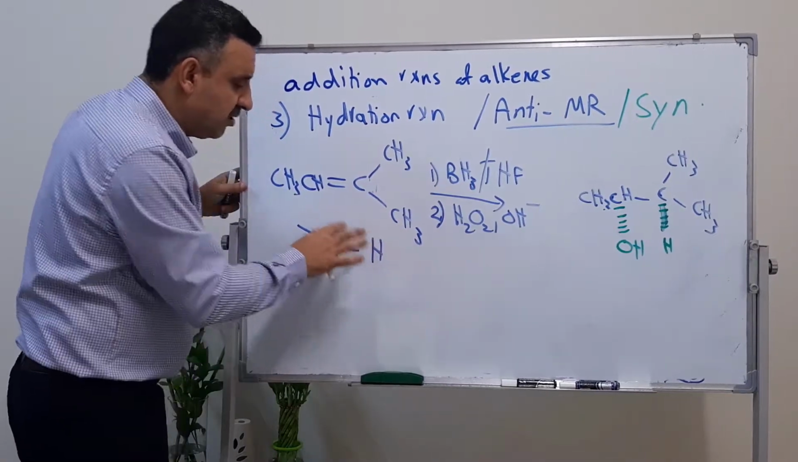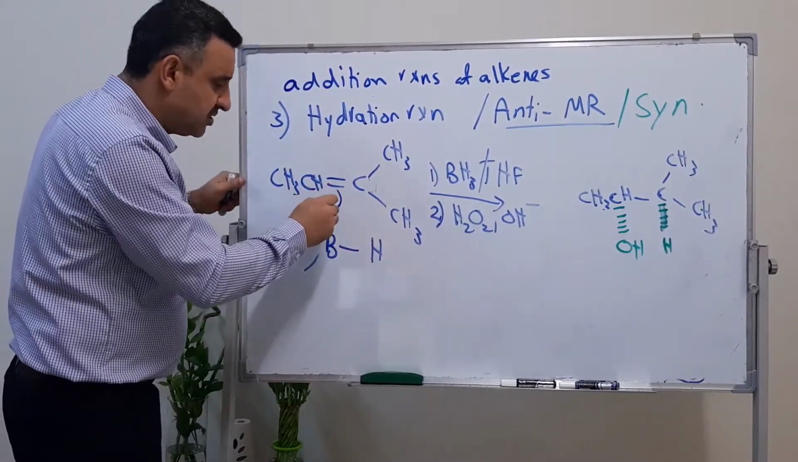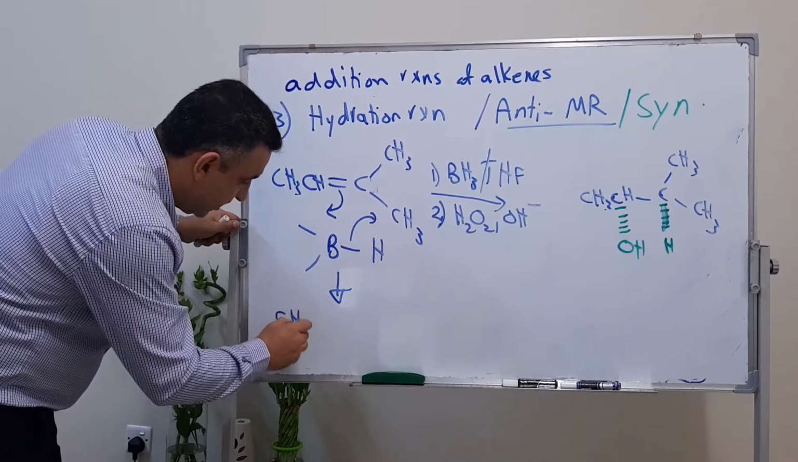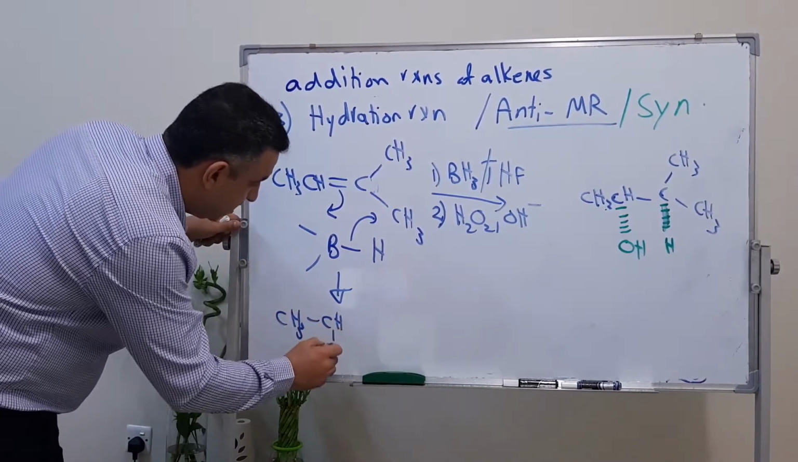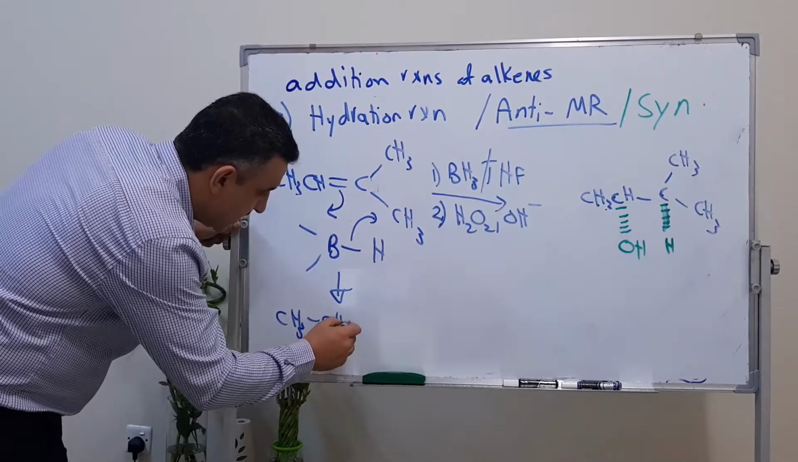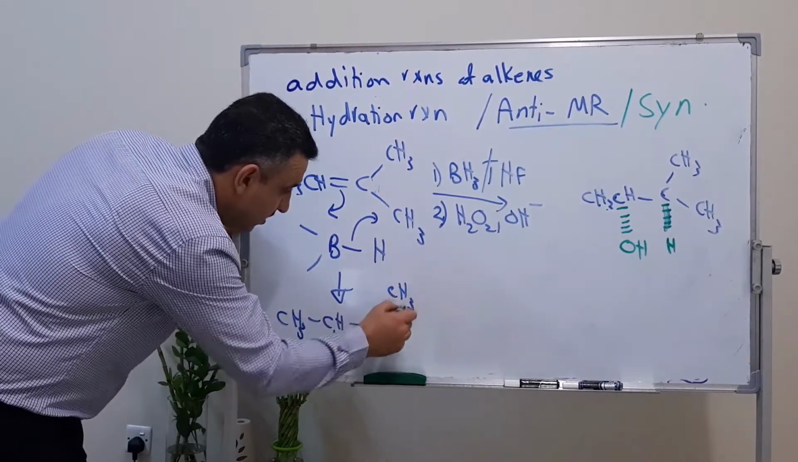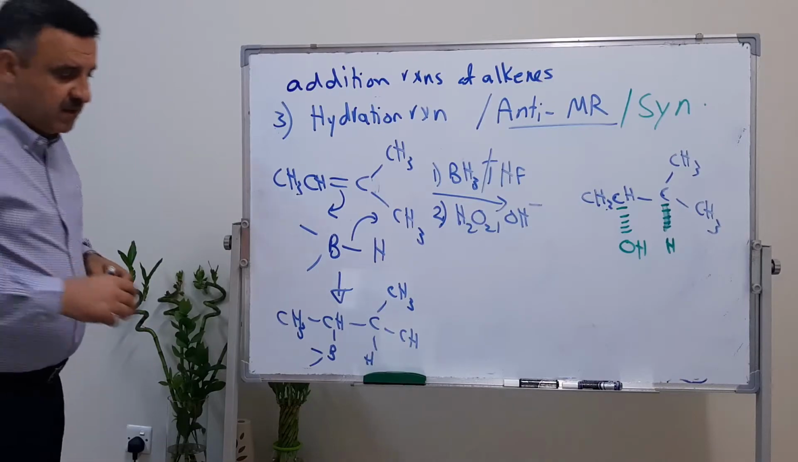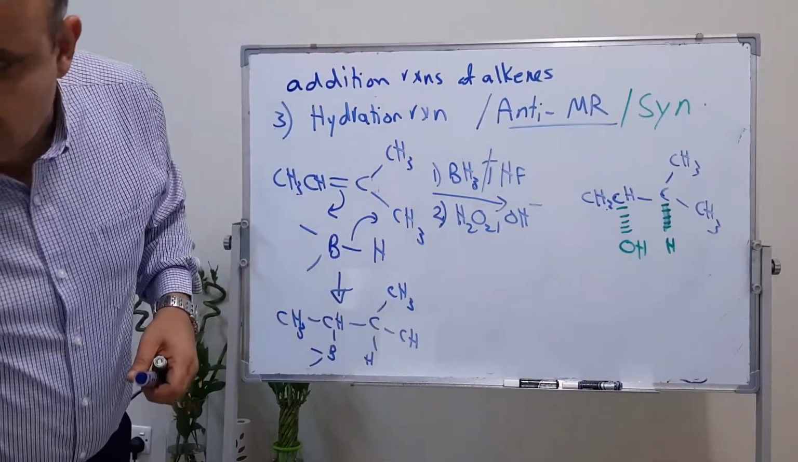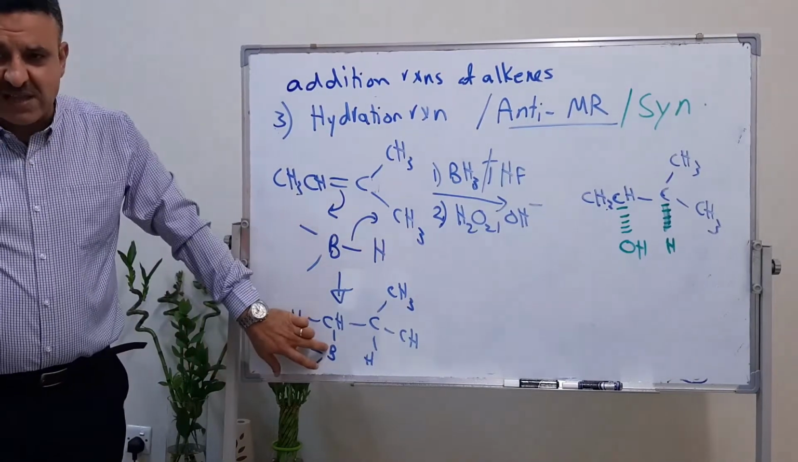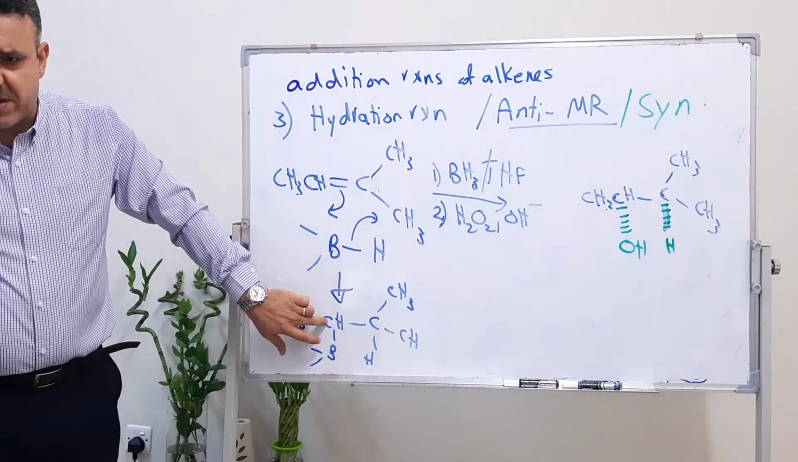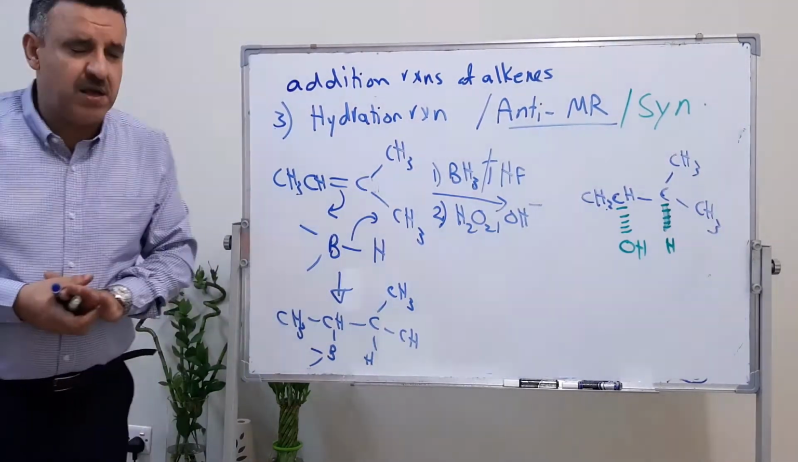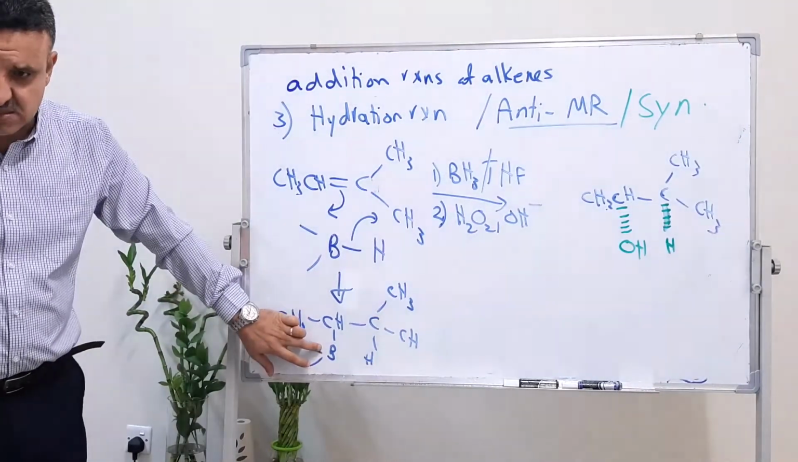So in this case, we are going to get this bonding pair going here, this going there, and that's what will form here: CH3, CH, then boron, then C, CH3, CH3, then hydrogen. Do you follow me? As you can see, you should notice that the boron added itself to the carbon with more number of hydrogens, because the boron is the electropositive part here. It's the electrophile in this case. Do you follow me?